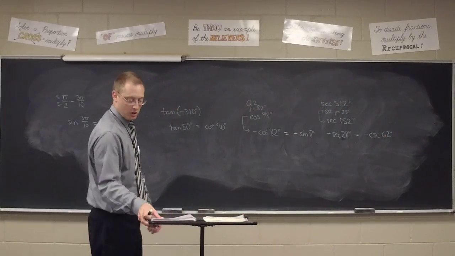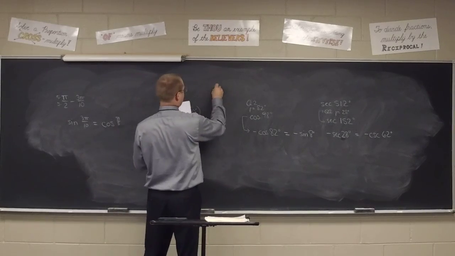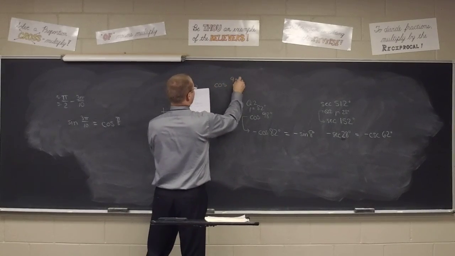Questions on that? What about if we had radians here? Let's suppose we had the cosine of 9 pi over 5.